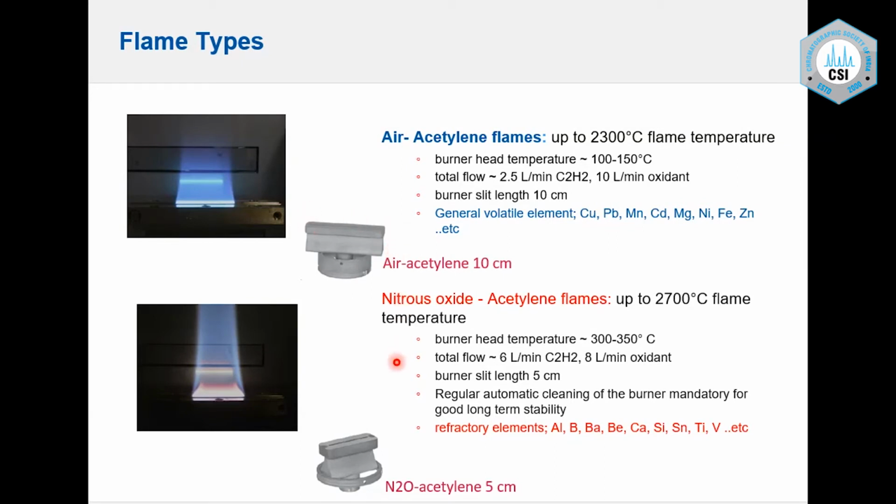Some elements, like the refractory forming elements aluminum, barium, boron, vanadium and silicon, do not get atomized properly in the air acetylene flame. For them, we need to use the high temperature nitrous oxide acetylene flame. The temperature is almost 2700 degrees centigrade. For this flame, we use a 5 centimeter burner head, and you can see the size of the flame is huge. It is a blue flame with a pink feather almost 2 to 3 centimeters above the burner head. You need to get this pink feather so that you get the optimum temperature and elements get properly atomized.